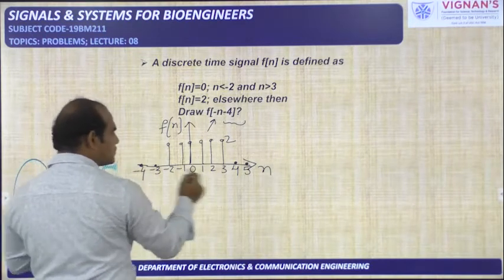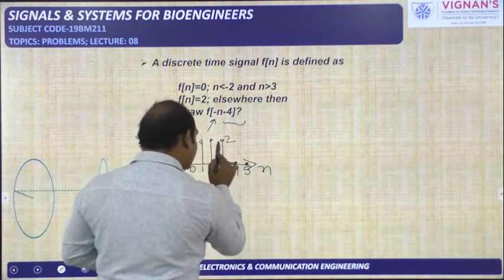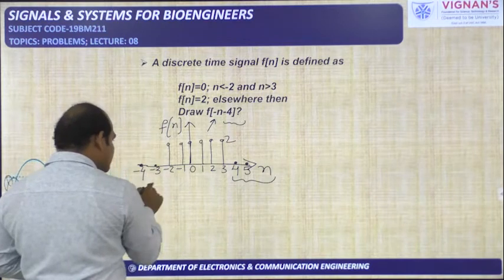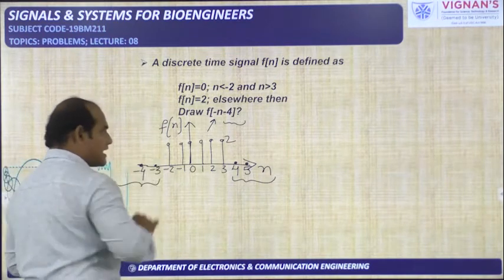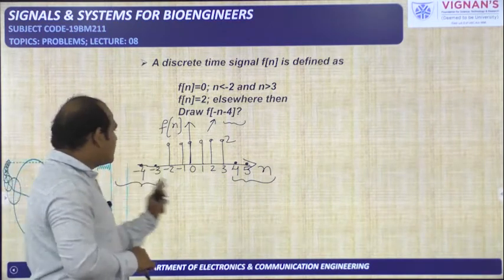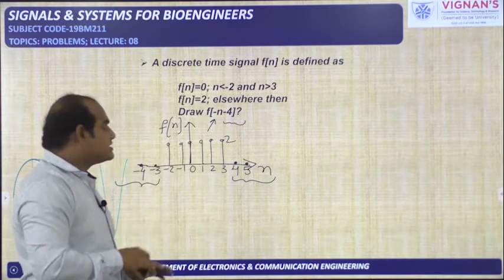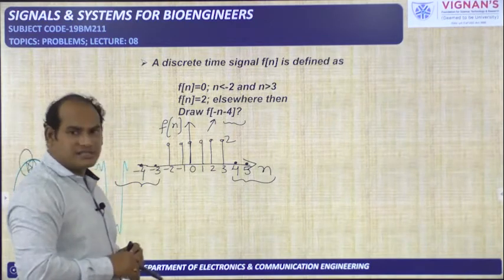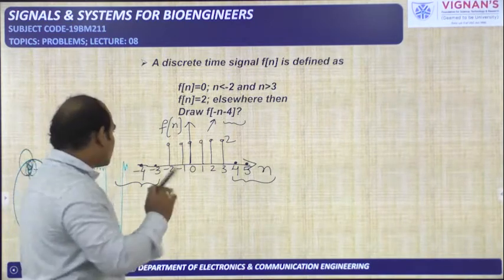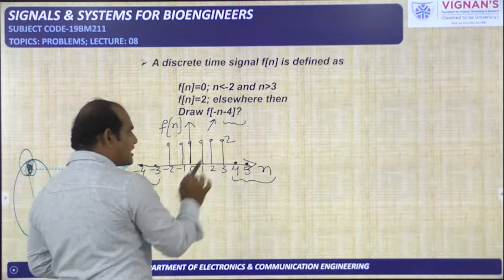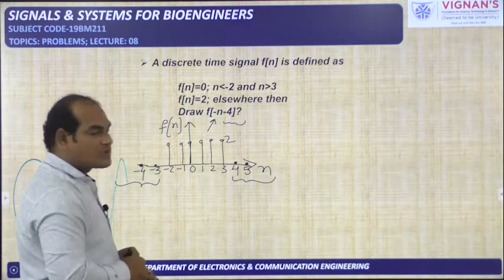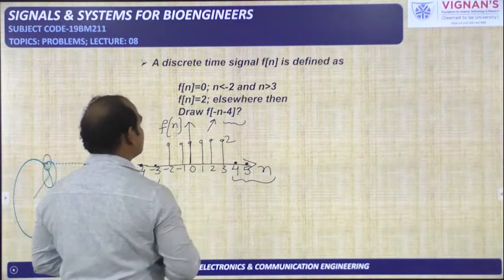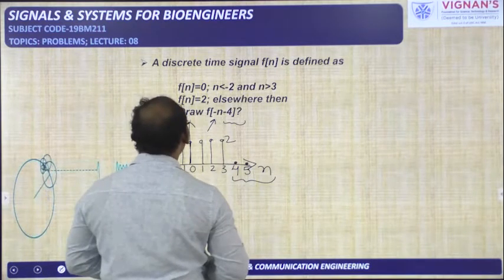Okay, 0, 0, 0, when n is greater than 3, that means 4 onwards, and when n is less than minus 2, that means minus infinity to minus 3. Up to this time and this time, the amplitude is 0, and in the remaining time, from minus 2 to 3, the amplitude is 2. If you take here also 0 or here also 0, your problem will be wrong. So be careful while doing problems on discrete time signals also. Now we have represented the given signal.